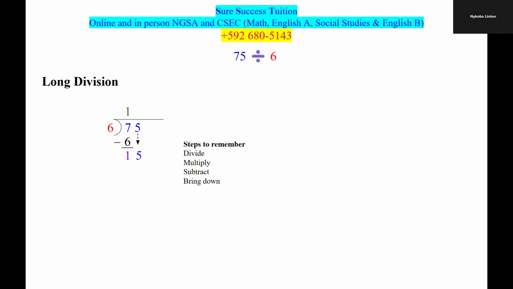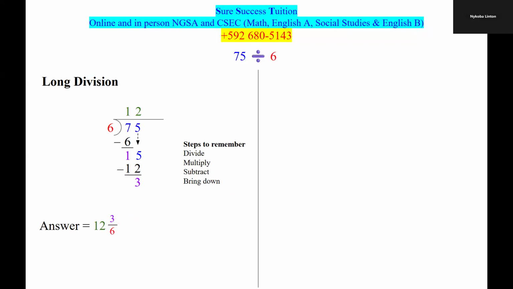Now 6 into 15, it's 2. 2 multiplied by 6 is 12. Let's subtract. We have 3. That was our final digit we divided. So our answer would be 12 and 3 over 6. Now at this stage, dear students, this 3 over 6, we can leave it like this. However, as we will learn later on, it could be reduced. But for now, we'll leave it like that.